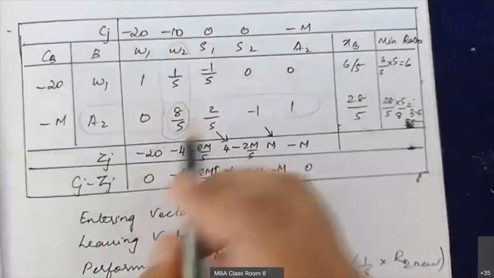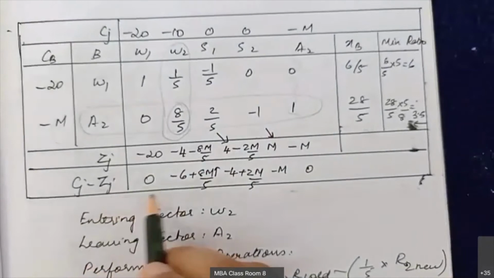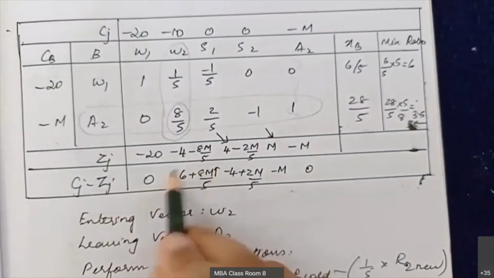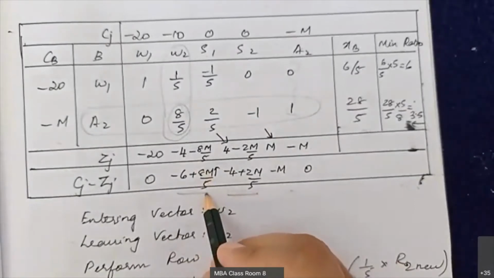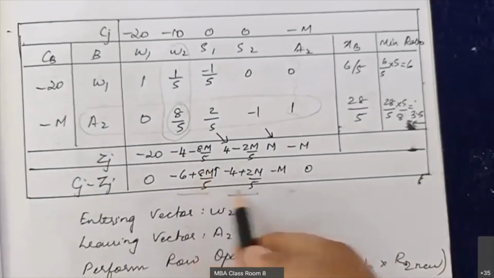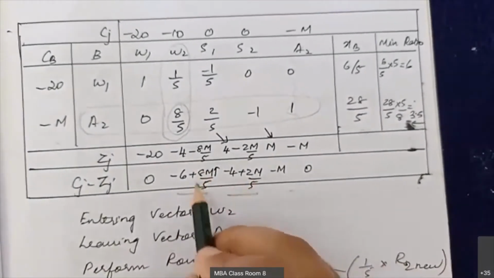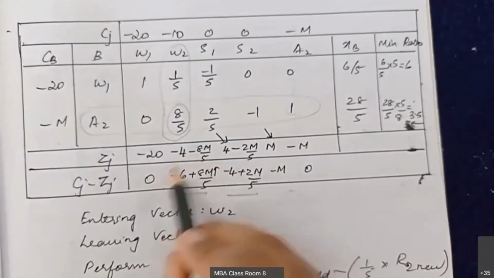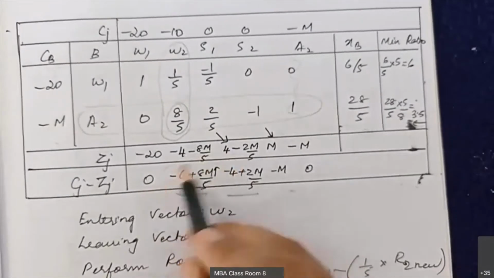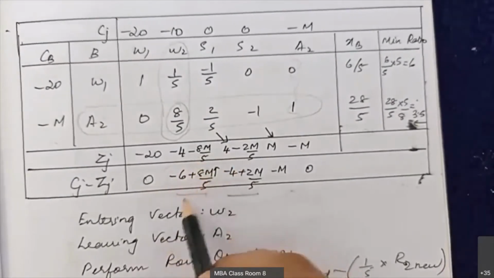Again, over here we have Cj minus Zj value 0. Over here we have a positive value. These two values are positive. Which one is the value that you have to take? It is 8 by 5 and 2 by 5, which is the greater value? 8 by 5 is the bigger value. So the greater positive value is this one. Okay, hope you understood the logic.